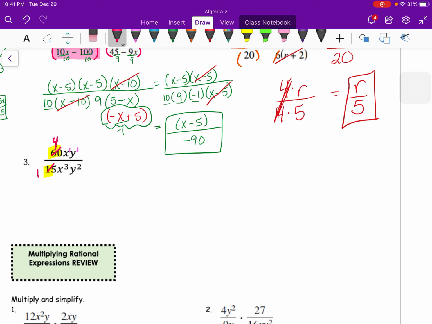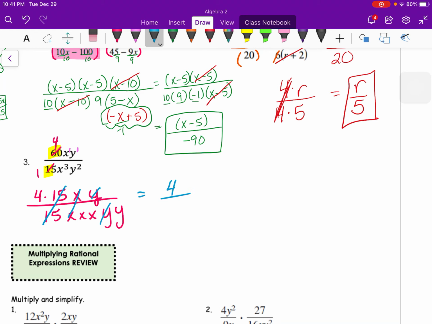Or think of 60 as 4 times 15 times x times y. And then 15 times x cubed would be x times x times x times y squared would be y times y. So this is the long way of writing it out. So you can take out the 15, 1x, and then 1y. So you'll have left with a 4 on top, an x squared, and a y.